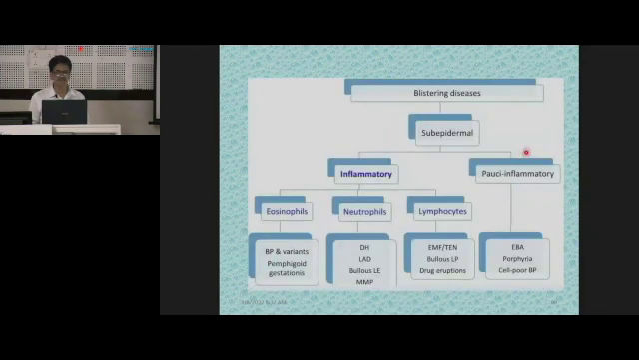Blistering diseases, subepidermal, they may be inflammatory or quasi-inflammatory. Eosinophils will be dominant in bullous pemphigoid and its variants. Neutrophils will be dominant in dermatitis herpetiformis and LAD and bullous LE and mucous membrane pemphigoid. Lymphocytes may be seen in other conditions which were not part of this lecture, and quasi-inflammatory epidermolysis bullosa acquisita, which is immunological in origin. The rest of the conditions that are not covered are non-immune types.